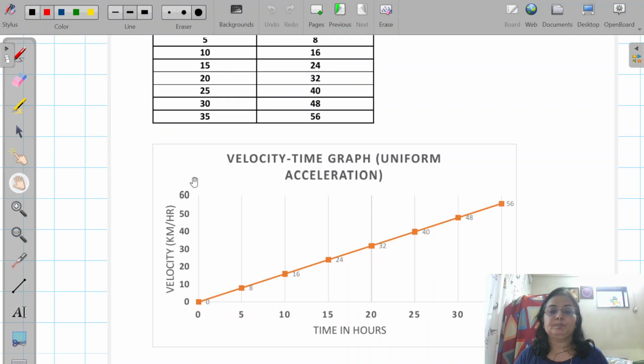The object can move with a positive acceleration when the change in velocity is in the same direction, so the direction of acceleration will be the same as the direction of change in velocity. An object can also move with negative acceleration when the velocity decreases with time. Then we say that the acceleration is in the opposite direction to that of velocity. So that is called deceleration.